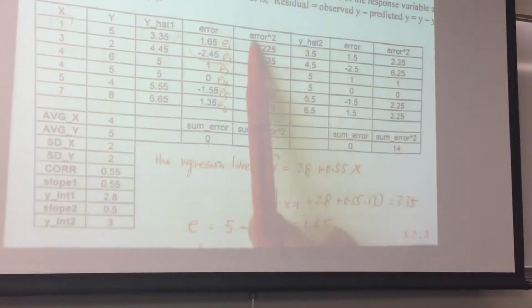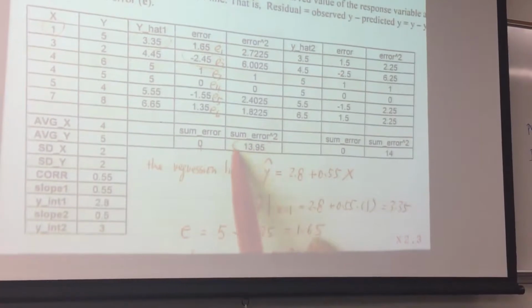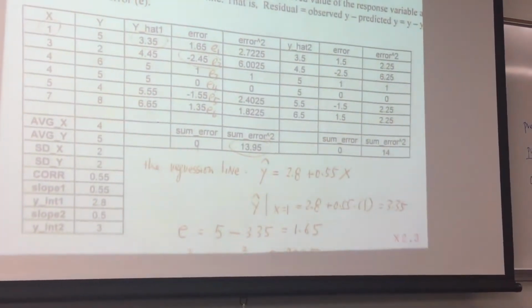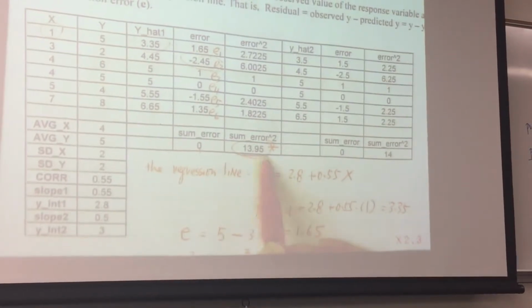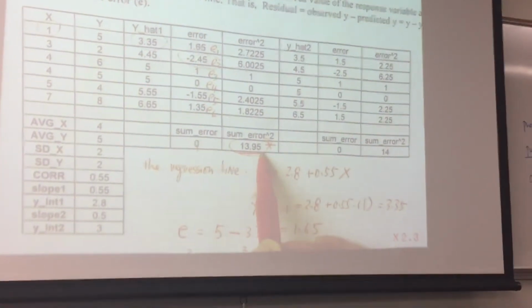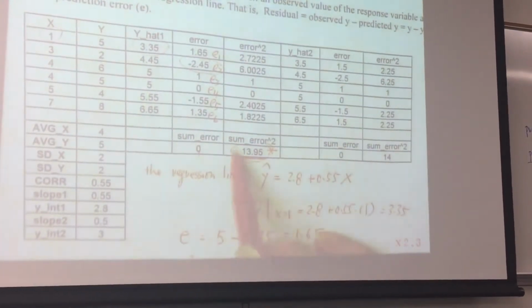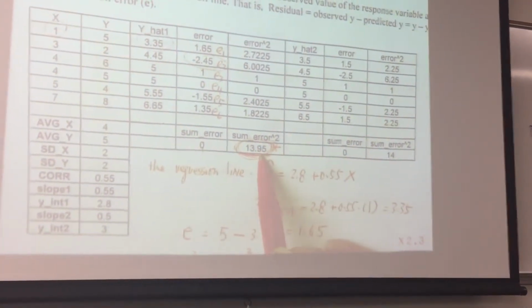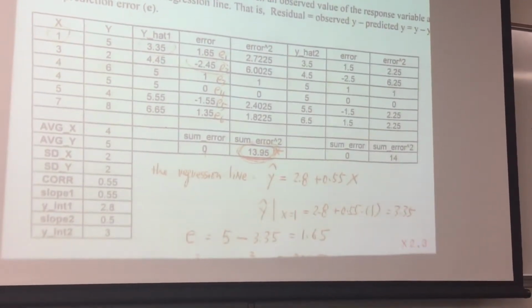And what is prediction error squared? You square everybody, and add it up, and you get 13.95. Okay? Now, this number is very important in the sense that this is a proof why the least square regression line is the best prediction line, because it has the smallest overall prediction error square. And that number in this data set is 13.95. Okay?